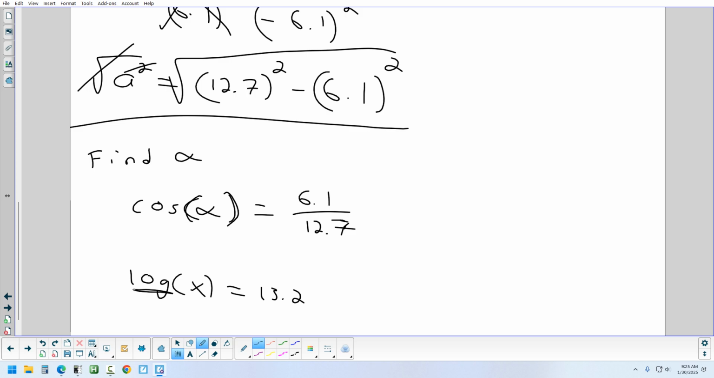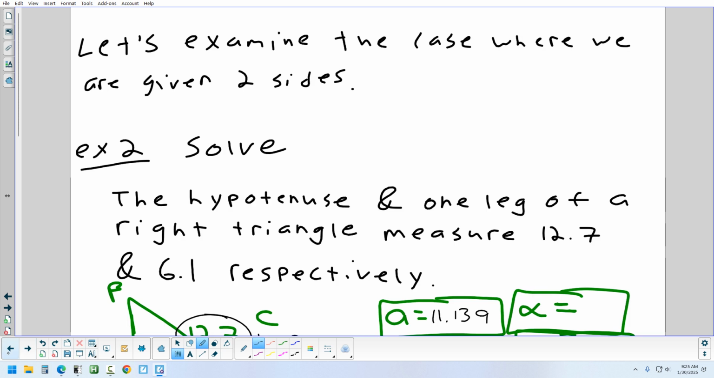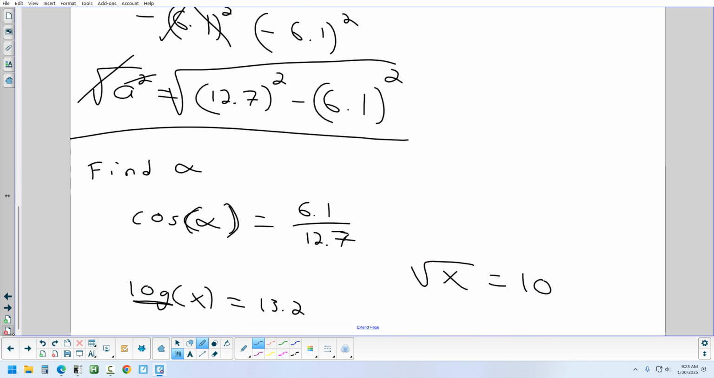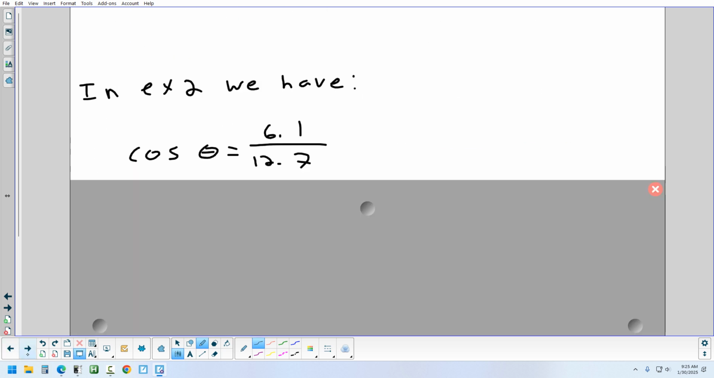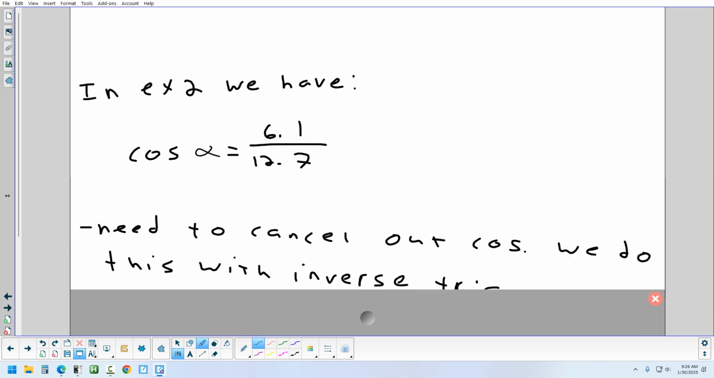If you had a variable inside the square root function, what would you do to cancel out the square root function? Yep. You square both sides. You have to use another function that cancels out the one you have. So is that how we did it? 6.1 over 12.7? Yeah. I called it a different angle. I'm going to rename it so it matches ours. So that's what we have.